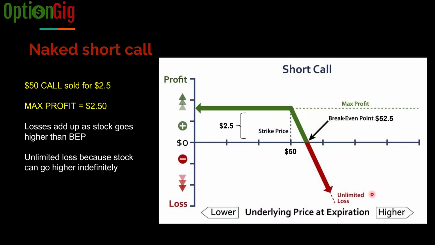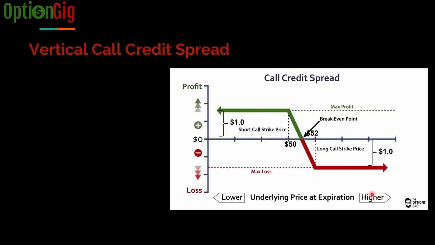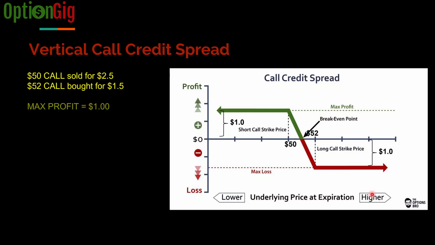To cap the unlimited losses, we could create a vertical call spread, which means you sell a $50 call at $2.50, but you buy back a $52 call at $1.5. Now that means your maximum profit is $1, which is 2.5 minus 1.5. But your maximum loss is also equal to $1, which is the width of the spread minus the initial credit taken.